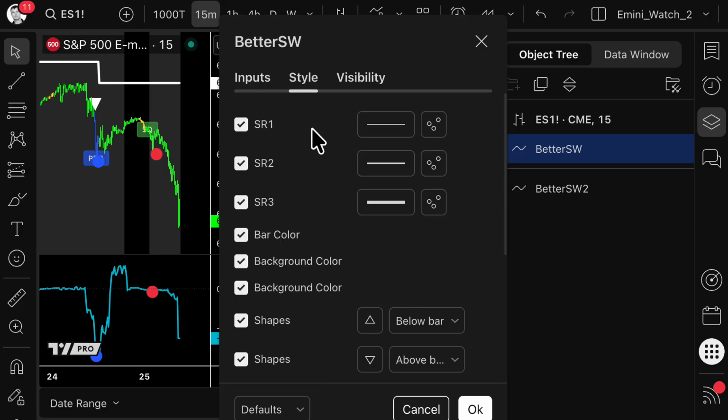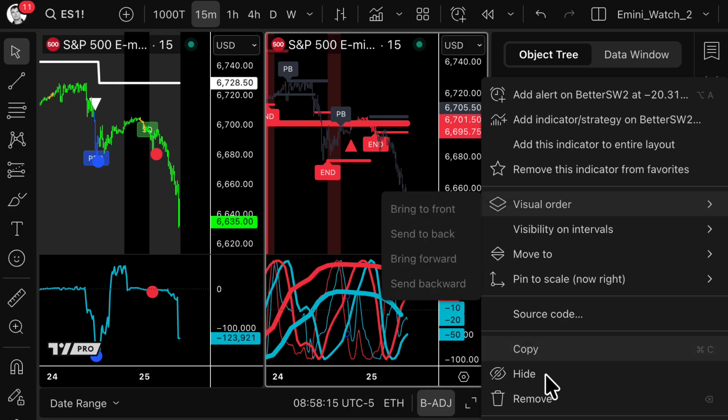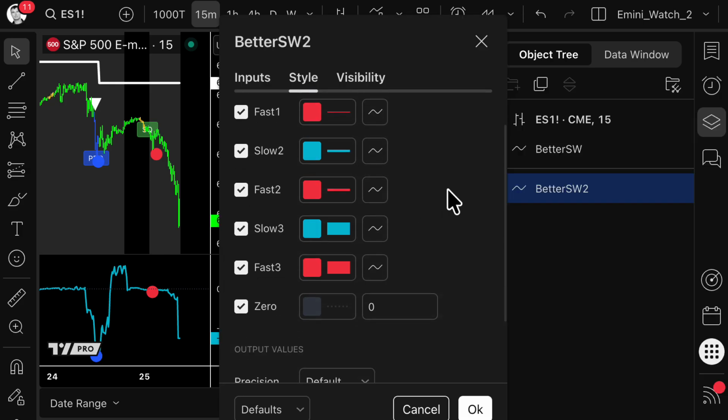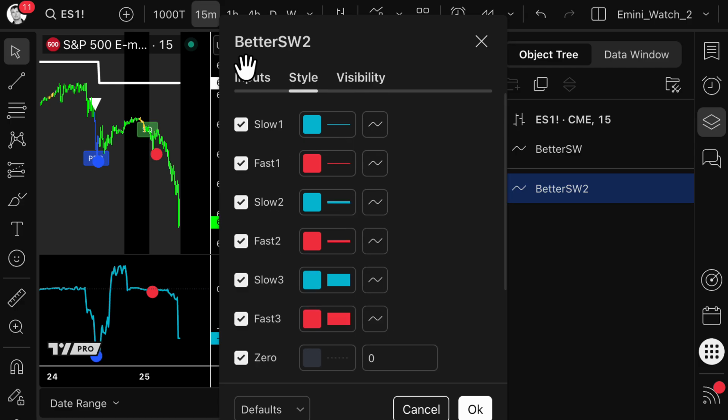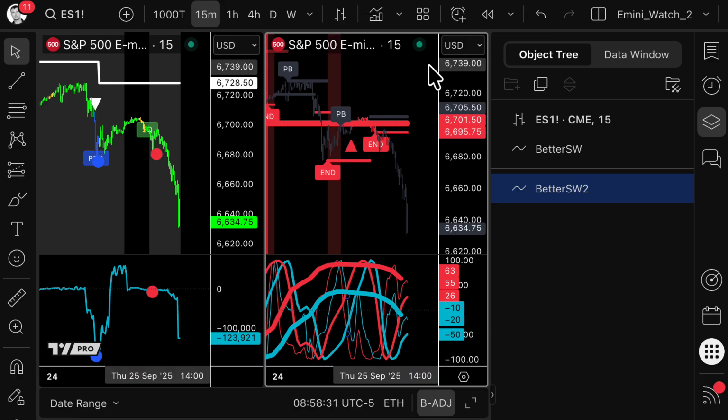We've got duplication in the style panel. That's just the way the beta sine wave code is written in PineScript. And then beta sine wave 2, same type thing. We've got some settings to look at there: slow and fast lines, different colorings and width of the lines. In terms of the inputs, nothing much on the inputs there. So very straightforward on beta sine wave. So that's the right hand panel.